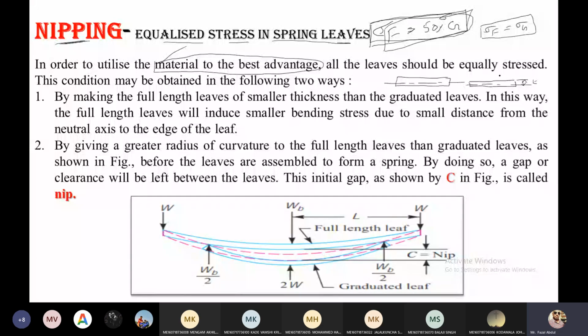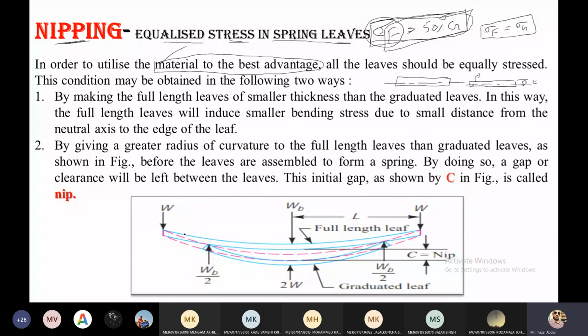Because of this reason, the bending stresses in the full length leaf, which has the larger bending stresses, are going to reduce here. So automatically we are equalizing the stress. But the disadvantage is that, because the thickness is reduced, there will be more deflection in the spring as compared to the graduated leaves.